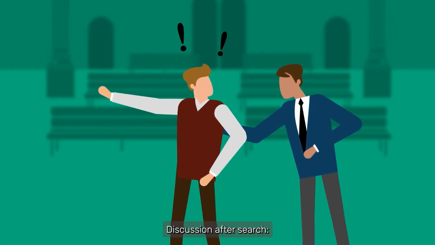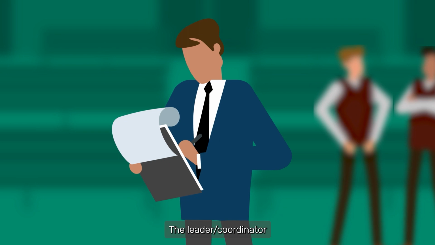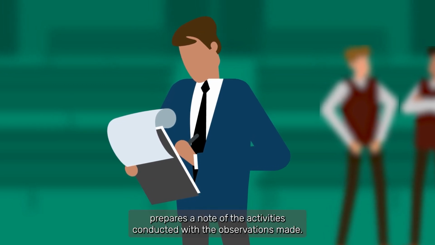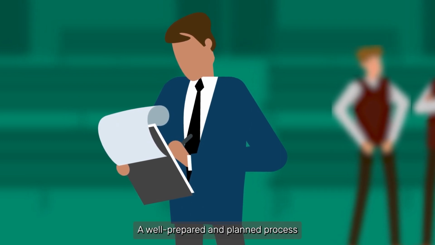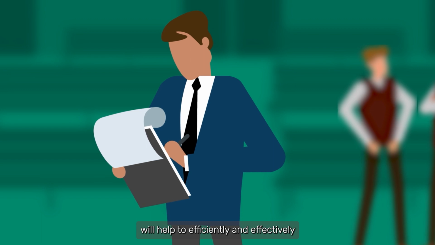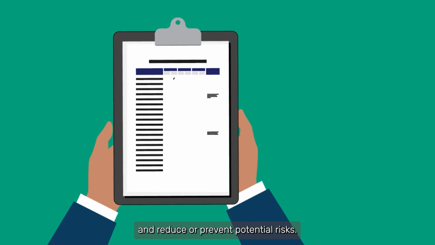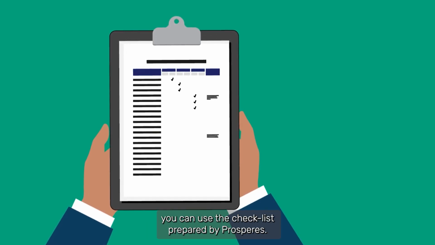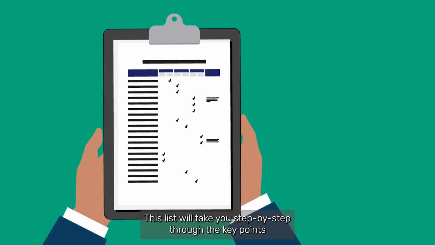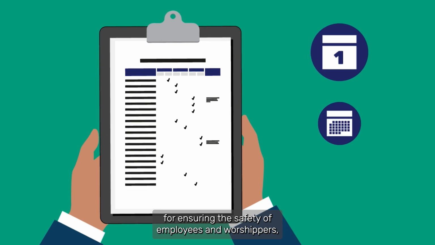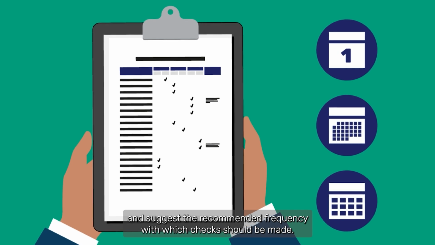Discussion after search. Each participant in the search discusses his observations from the controlled areas. The leader coordinator prepares a note of the activities conducted with the observations made. A well-prepared and planned process will help to efficiently and effectively conduct searches of the facility and reduce or prevent potential risks. For a daily check of the facility, you can use the checklist prepared by Prosperous. This list will take you step by step through the key points for ensuring the safety of employees and worshippers, and suggest the recommended frequency with which checks should be made.